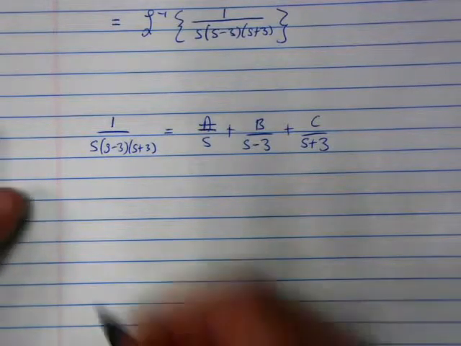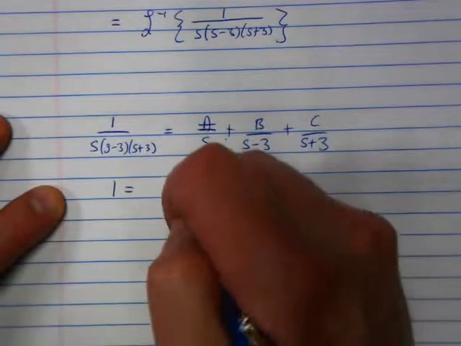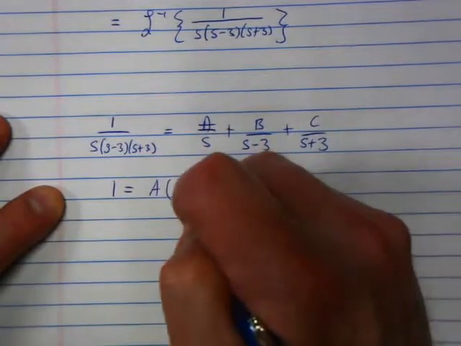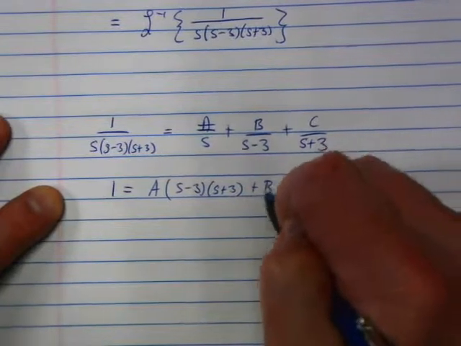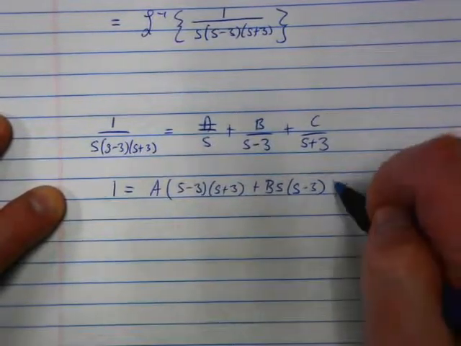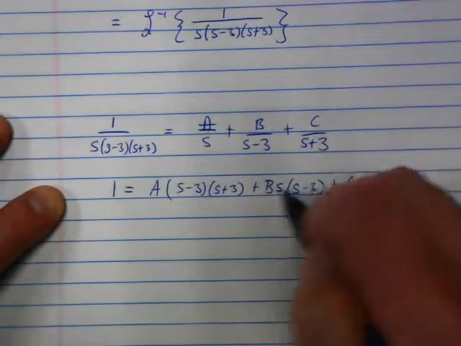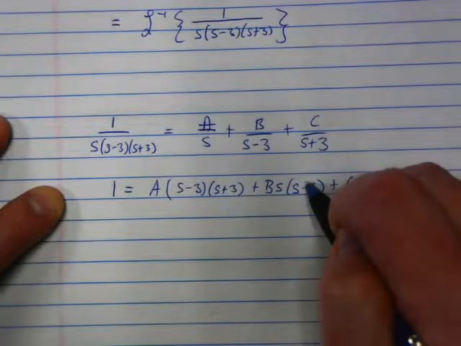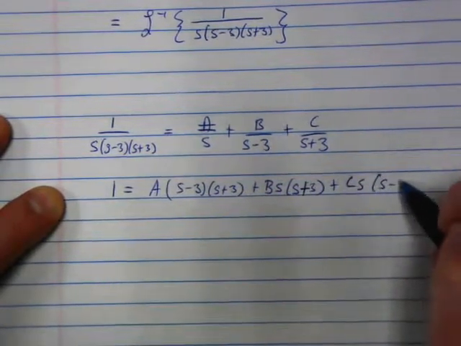We clear our fractions. We multiply by the common denominator. We get 1 equals A times s minus 3 times s plus 3, plus B times s, nope, that should be, I'm sorry, B times s plus 3, and then C times s minus 3.